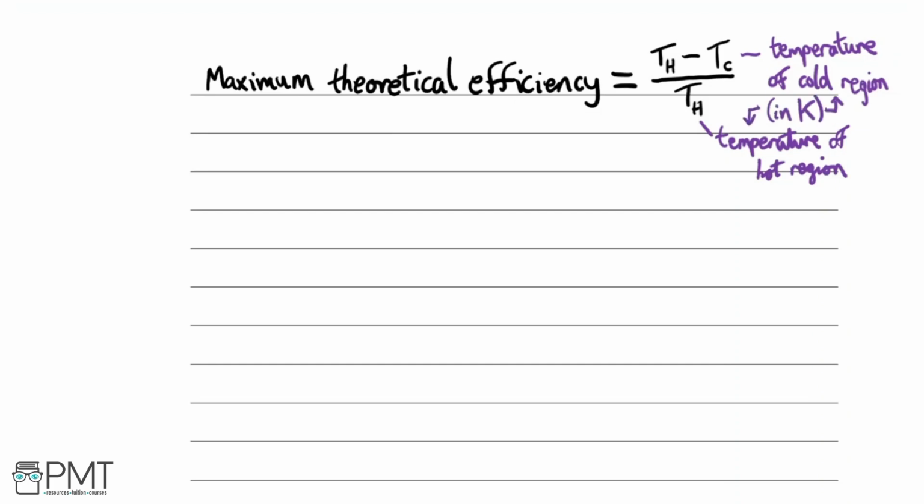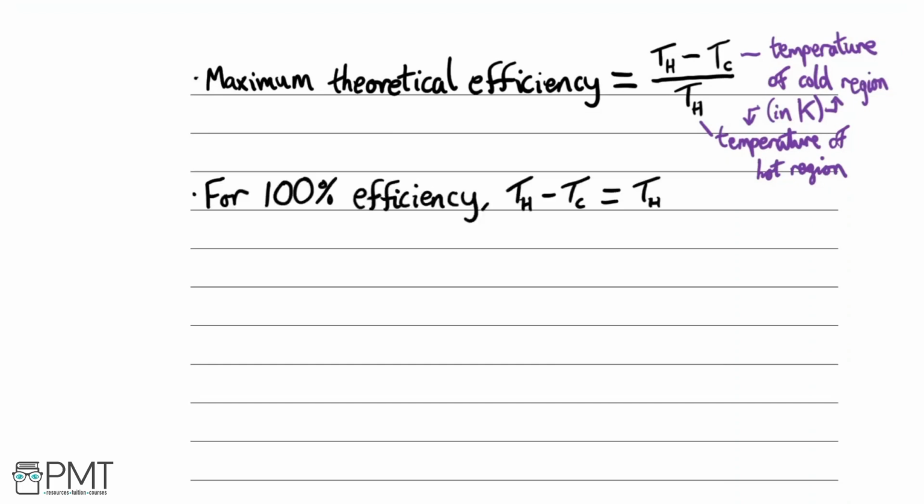Now looking at this equation, if the efficiency was at 100%, the top of the fraction would need to be equal to the bottom of the fraction. So TH minus TC would have to be equal to TH. Now cancelling the TH's off of this, that would then mean that TC would be 0 Kelvin. Now this wouldn't be possible, that's why it's a theoretical efficiency.